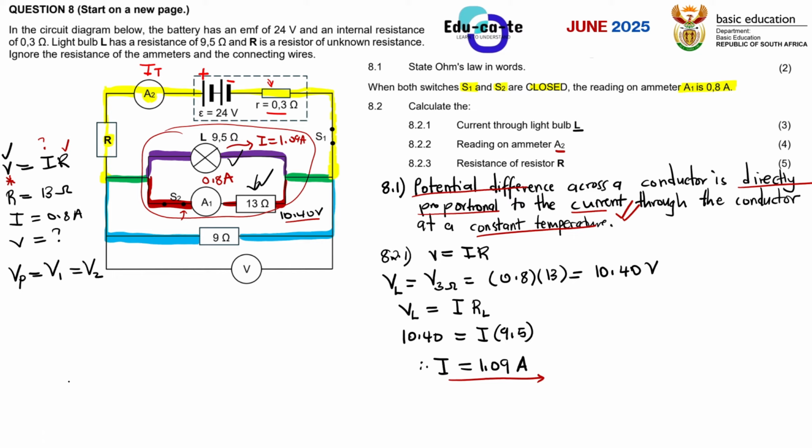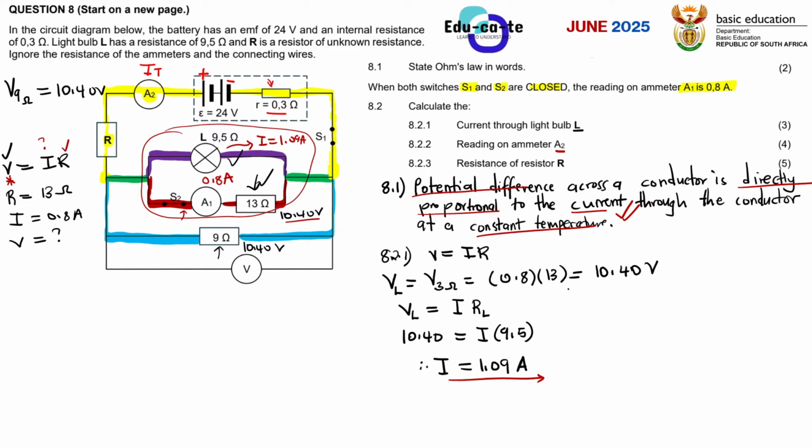So I can just come here and say that the voltage across the 9 ohms resistor is 10.40 volts as well, because this combination J, the light bulb and this 13 ohms, is parallel to this 9 ohms resistor. So that's 10.40 volts. Having this, we can calculate the current through the 9 ohms resistor. How can you calculate it? Remember that we have its resistance to be 9 ohms. We now have its voltage to be 10.40 volts.